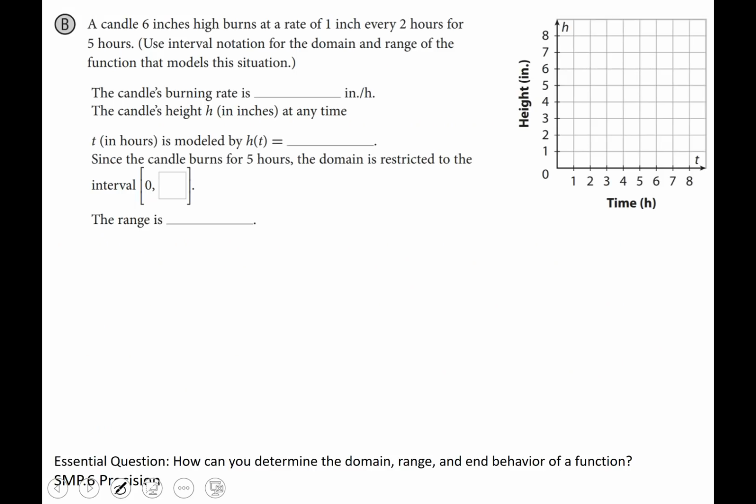All right, so a candle 6 inches high burns at a rate of 1 inch for every 2 hours. So they're talking about, and it even gives you a clue here, inches per hour. So we would want to do 1 divided by 2, which is the same as 0.5. Use interval notation for the domain and range. Okay. So the candle's height in inches at any time t hours is modeled by h of t, and then we learned that we just take the 0.5 and put a t after it. That gets us the function.